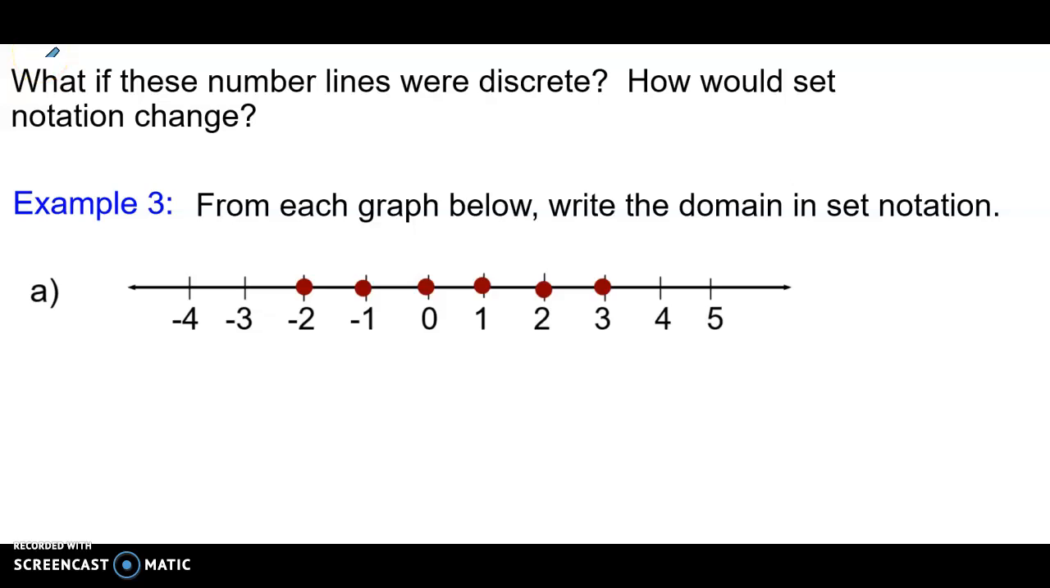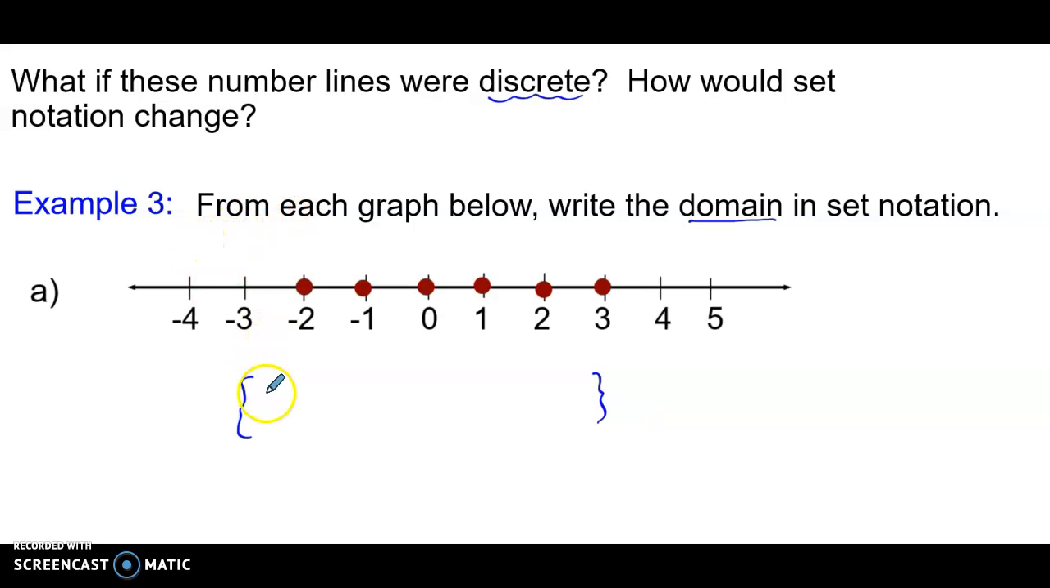In example 3, we're going to look at what happens to our set notation if the number lines show discrete data. In other words, the points are not connected, so we have a set of integers only. What happens to the set notation? So if these were our domains, refresh if you need to what all these symbols mean. There's a page in your notes that you can go back to. The order is important and you have to remember the order.